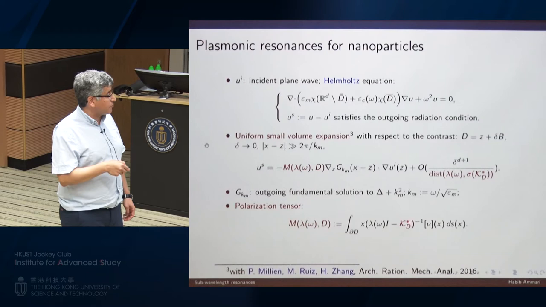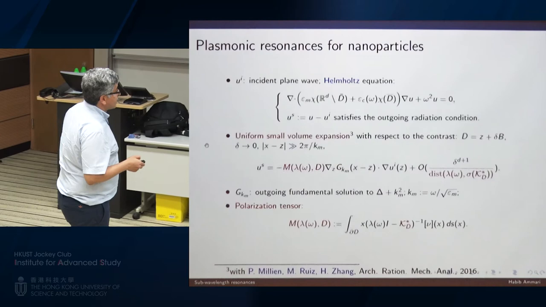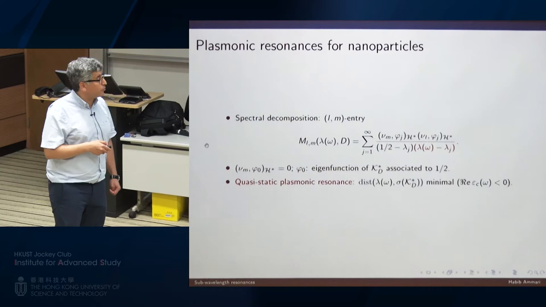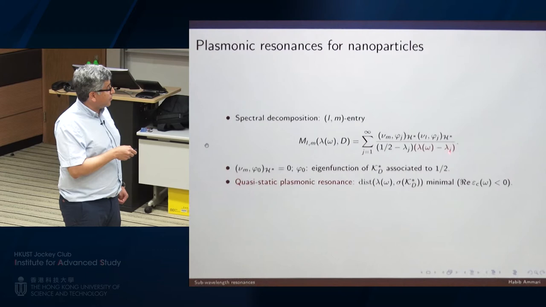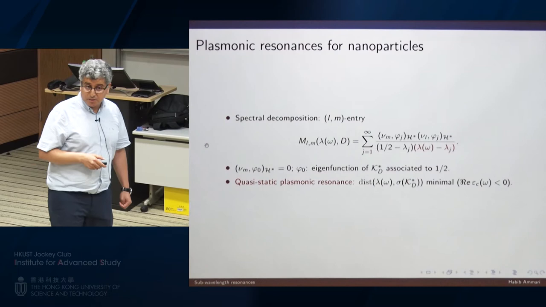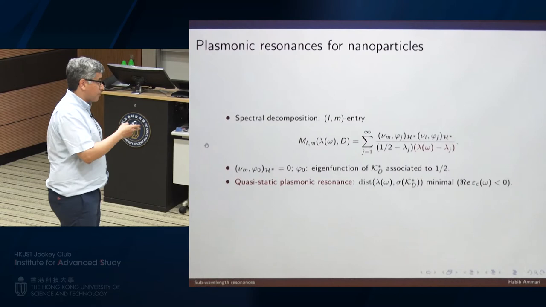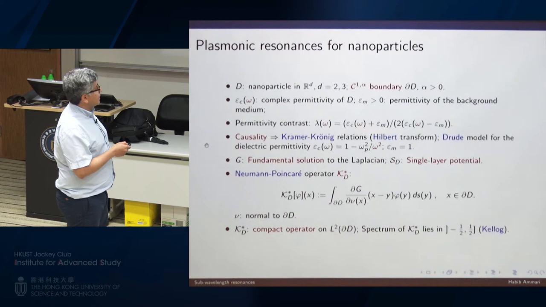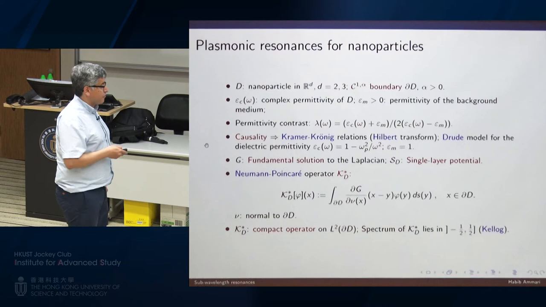We can use the spectral decomposition of this operator to write down the entries in terms of the eigenfunctions and the eigenvalues of the Neumann-Poincaré operator, and they have this form here. Now it's transparent. If lambda(omega) is very close to lambda_j, and these terms are non-zero, then this blows up. So the resonant frequency, at which you have very strong scattering and very strong absorption, as I will show later, is the frequency for which the distance between lambda(omega) and lambda_j is small, where lambda is the permittivity contrast: the sum of the permittivities over 2, the difference of the permittivities.